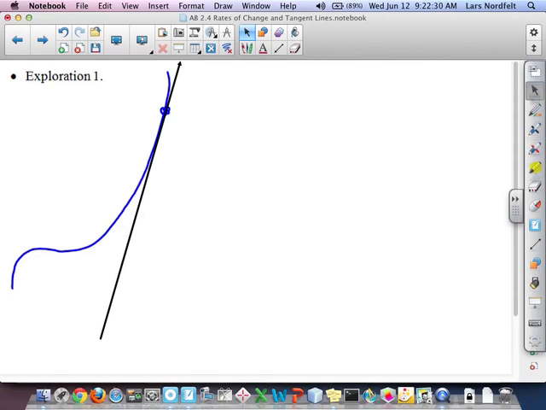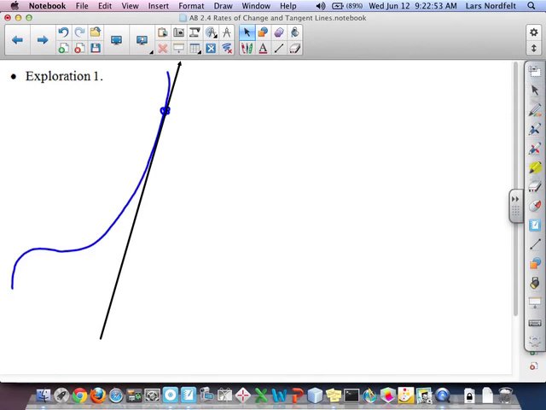The slope of this tangent line is also the rate of change of the function at that instant. It's the instantaneous rate of change, not the average rate of change over an interval. It's the instantaneous rate of change at that point.